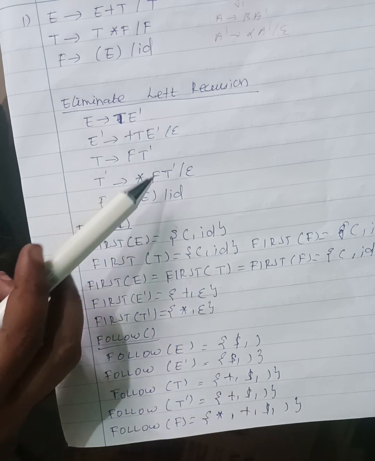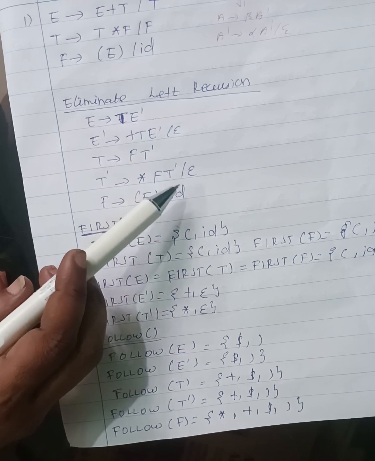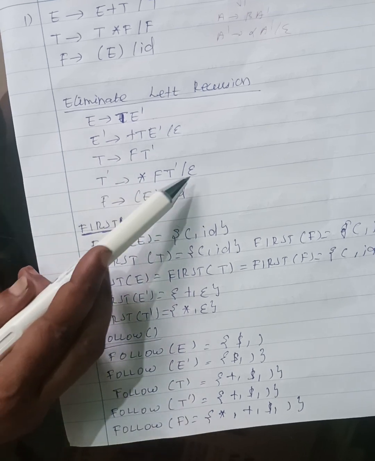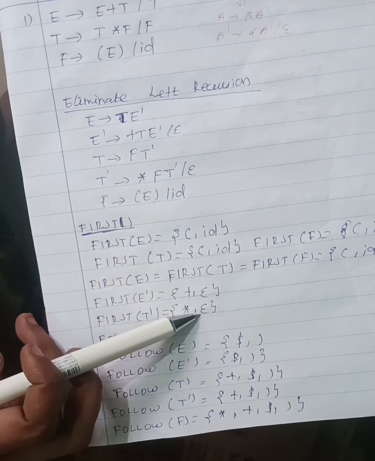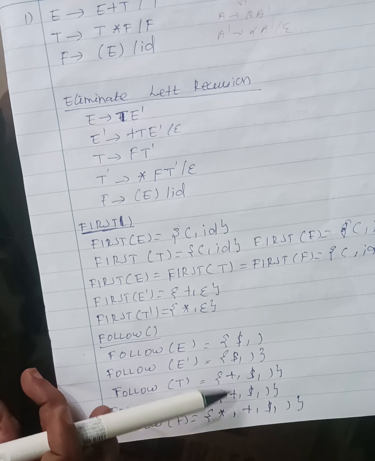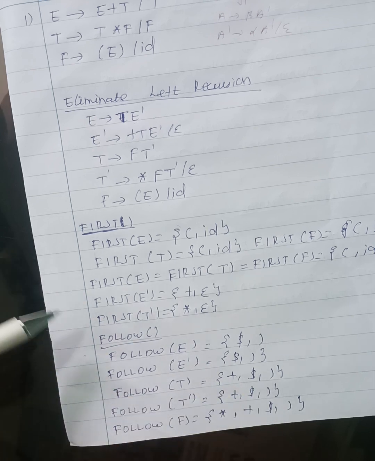So this we have completed, and here we have to move. So here beta is T'. So first of T'. First of T' is star. It is already there. And epsilon is present in first of T'. So we have to write follow of T'. Follow of T' is plus, dollar, close parenthesis. So now we have computed follow.